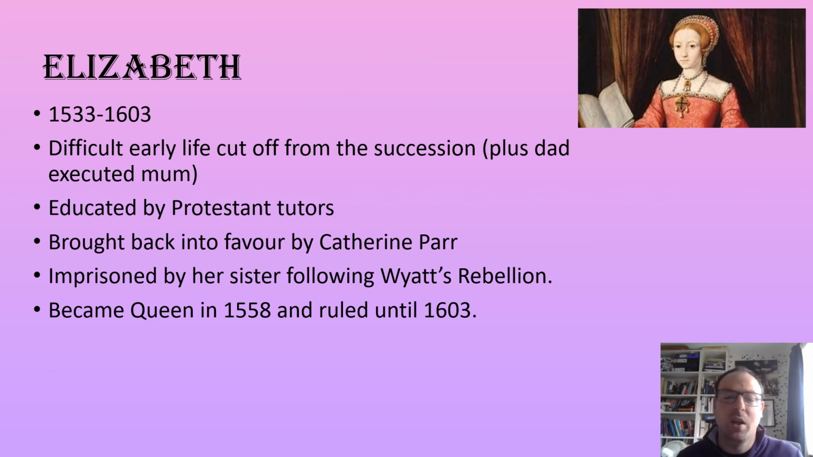She's educated by Protestant tutors. She's brought back into favour by Catherine Parr. Life does not, again, remain easy. There's the scandal with Thomas Seymour when she's living with Catherine Parr. She's also imprisoned by her sister following Wyatt's rebellion. But she goes on to become queen in 1558 and is one of our longest ever reigning monarchs. She rules from 1558 to 1603, so I think that only puts her behind our current Elizabeth and Victoria.